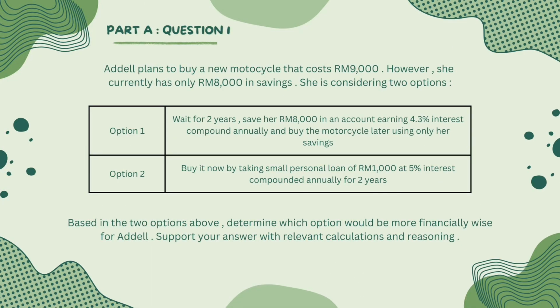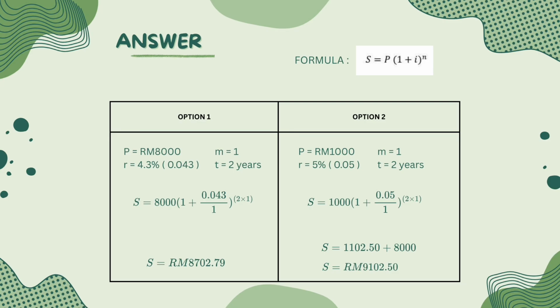So in question 1, we have been given two options, and we need to determine which one is more financially wise for Adel. For option 1, we will use the compound interest formula, S equals P multiplied by (1 plus I) exponent N. We are looking for the future value, which is S. The first step is to list all the variables, such as P, the amount invested, equal to 8,000, and R, the interest rate, equal to 4.3% or 0.043.